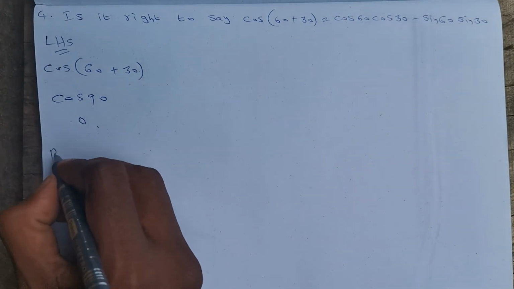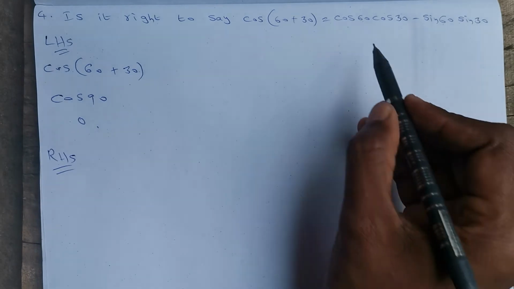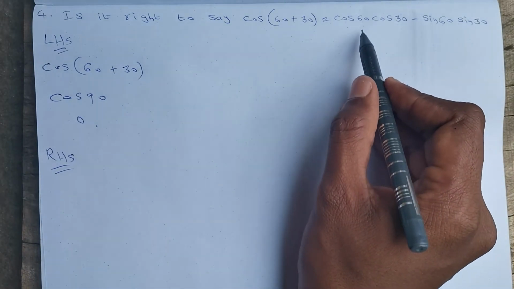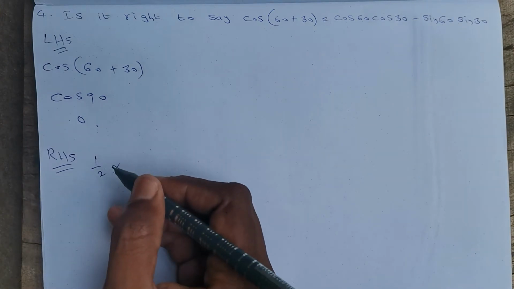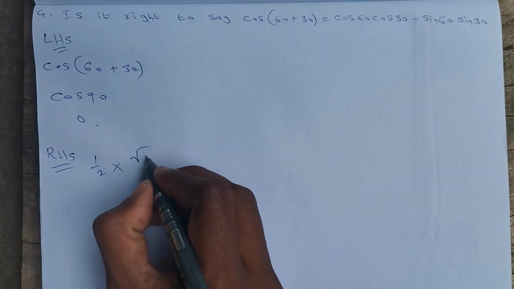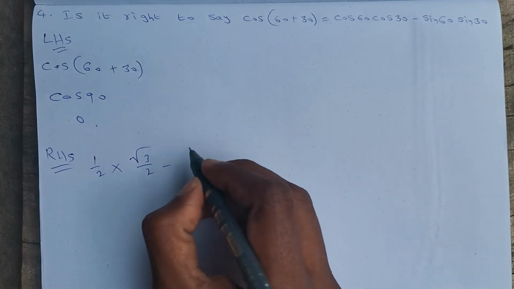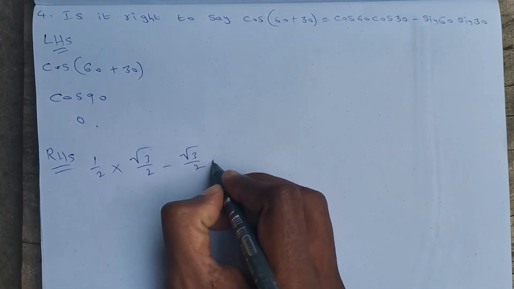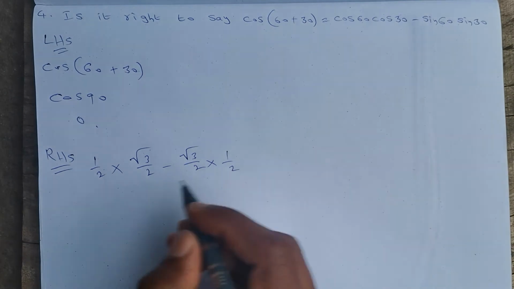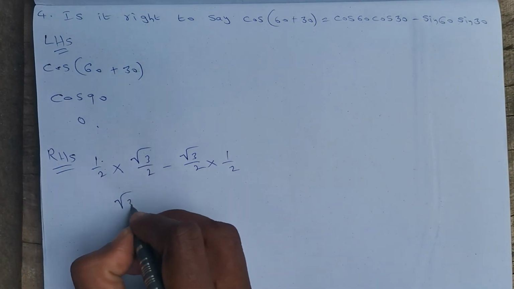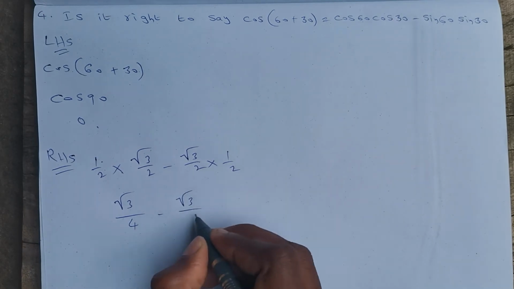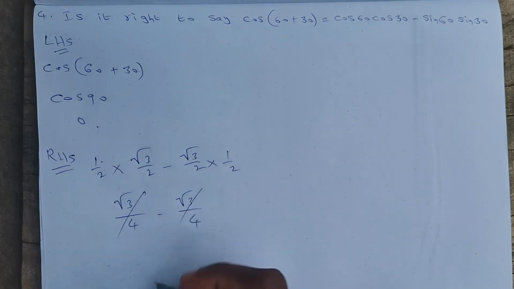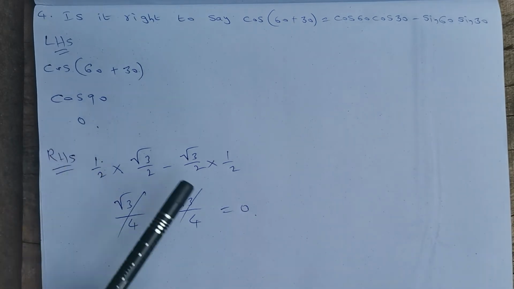Then I'll solve the RHS now. In the RHS we have cos 60 cos 30. Cos 60 is 1 by 2 into cos 30 root 3 by 2, minus sin 60 root 3 by 2 into sin 30 1 by 2. Root 3 by 4 minus root 3 by 4 will get cancelled, so we remain with 0. Here LHS also 0, RHS also 0.